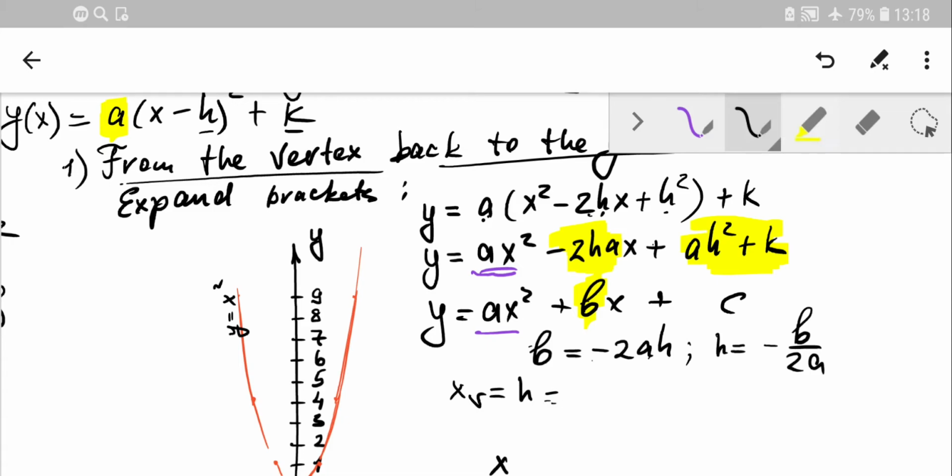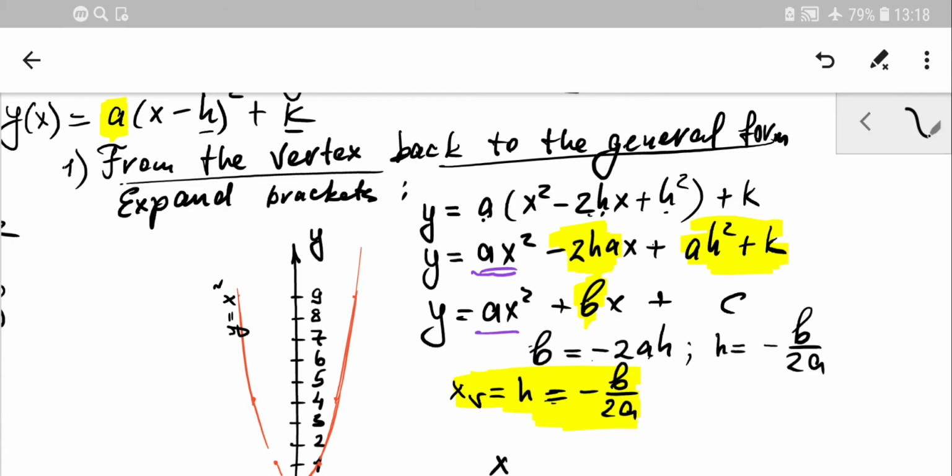And hence, the x vertex of the parabola has the value negative b over 2a. Remember, you already knew that, but you never had a proof of it, right? Now you have evidence of how your h, simply the x vertex coordinate, is connected with the b and a coefficients. It's simply negative b over 2a.